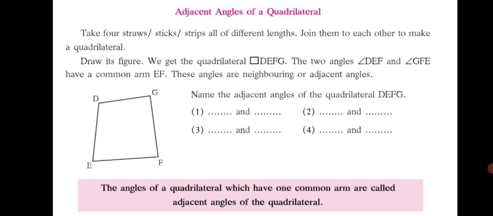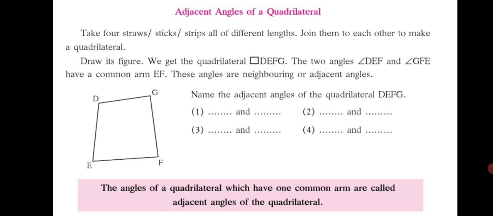So just like adjacent sides have a common vertex, adjacent angles have a common arm. One full side will be common to both. So in angle DEF and angle GFE, you can see EF common here. So these types of angles are called adjacent angles. So name the adjacent angles of the quadrilateral DEFG.